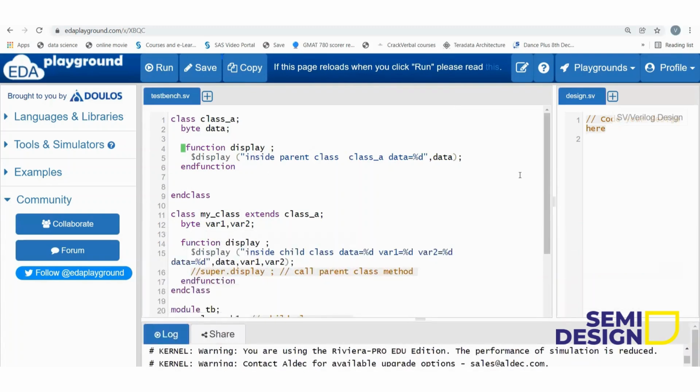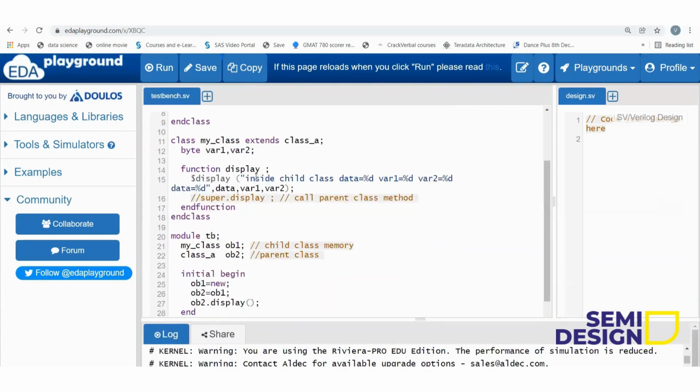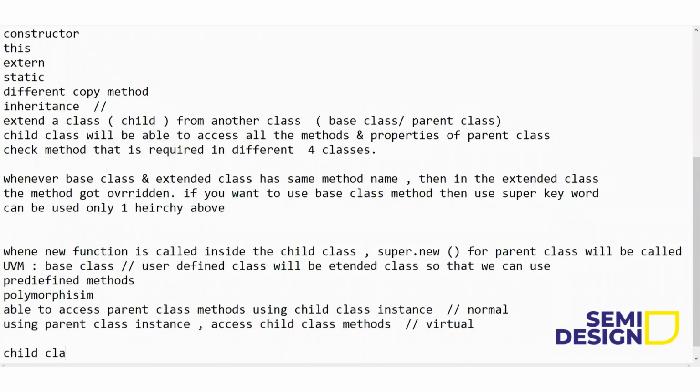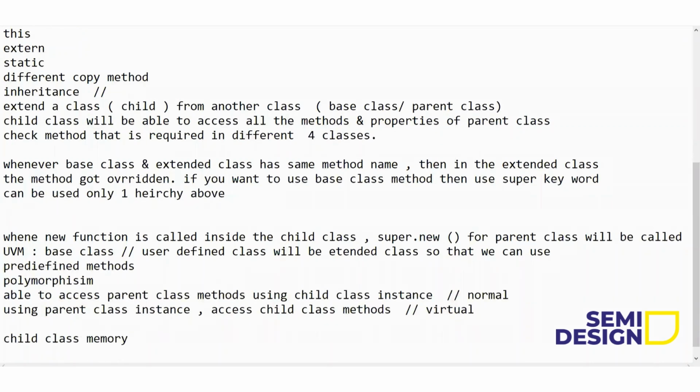Now my requirement is that I want to use this child class's properties. If I want to use them, the method is to first create the child class memory. Whenever you are creating memory for the child class, the parent class memory will automatically get created. But if you are creating memory only for the parent class, then the child class memory will not be created. So you have to create it. First create the child class memory, then do the class assignment.